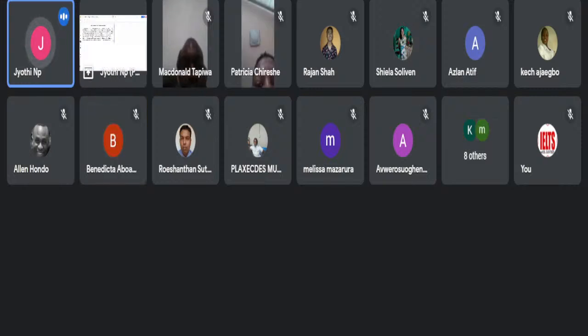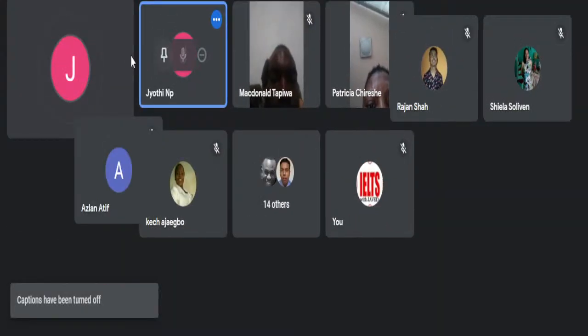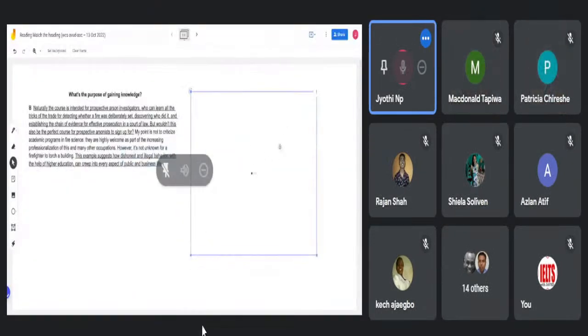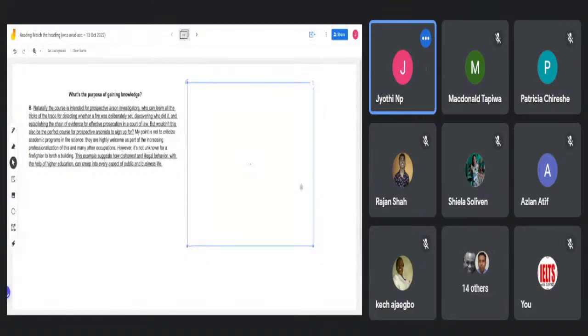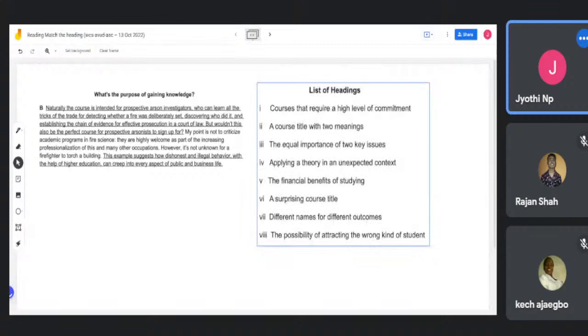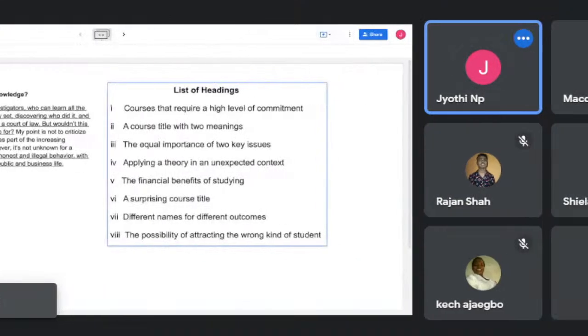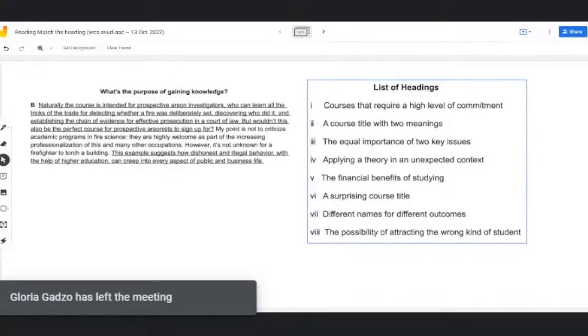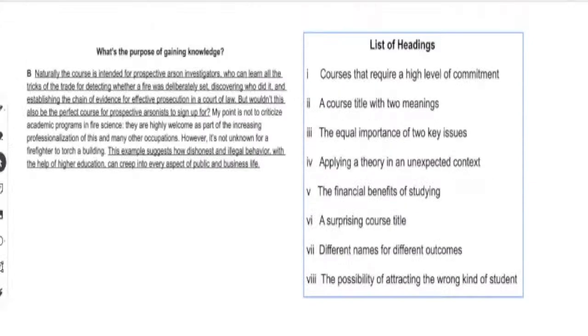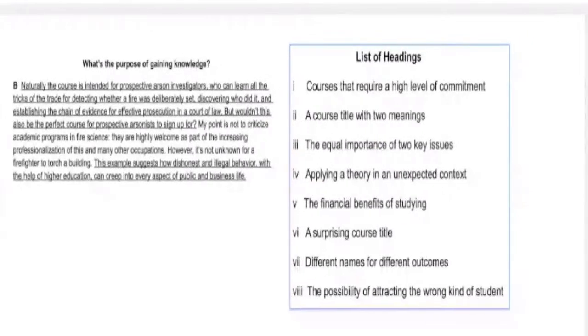Can you all see this? This is one paragraph. And this is the list of headings. Okay. So, now looking at this, we have the headings.